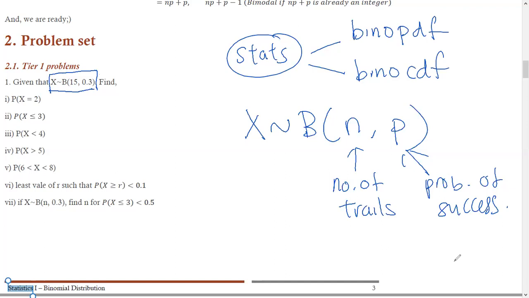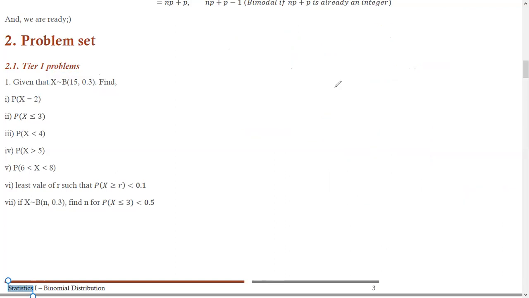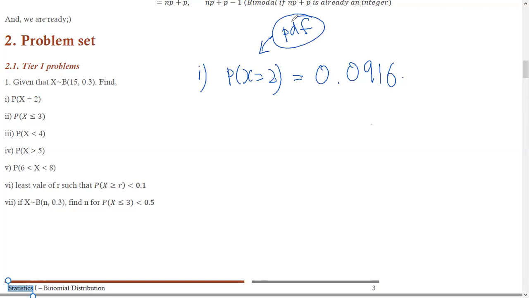Okay, just clear it. For part one, P(X = 2). For this part, you can simply press your calculator under binomial PDF, the binomial probability distribution function. This gives you the exact value of X equals 2. If you press the calculator, this will give you 0.0916. So take note, for this instance, we will use the PDF, because it's calculating an exact value, X equals 2.